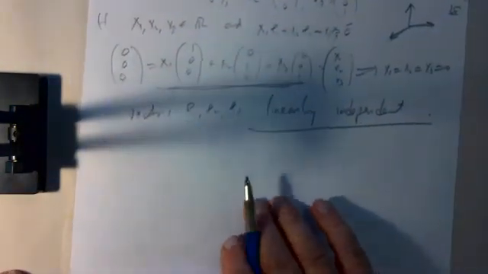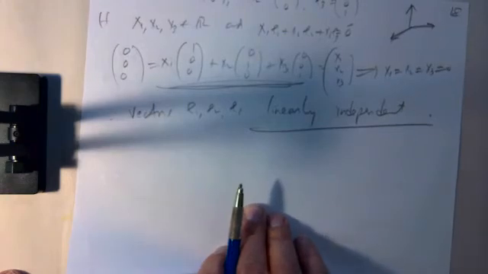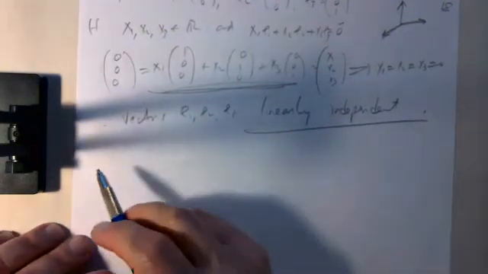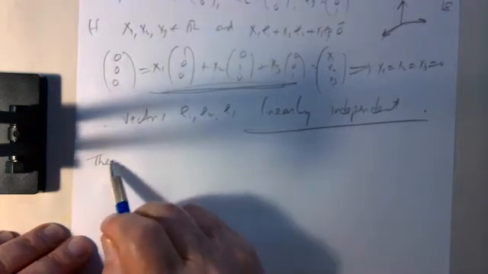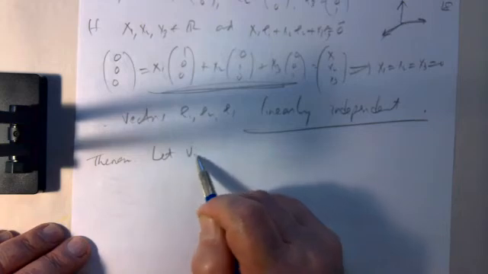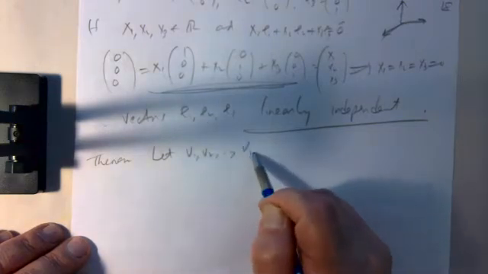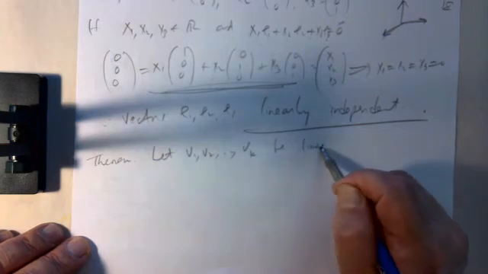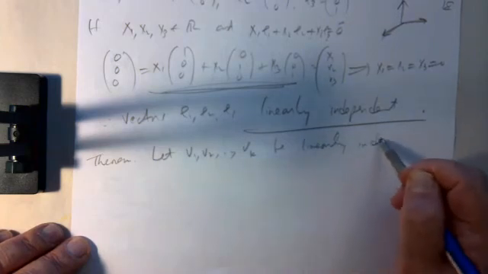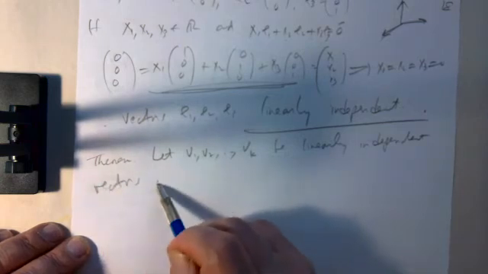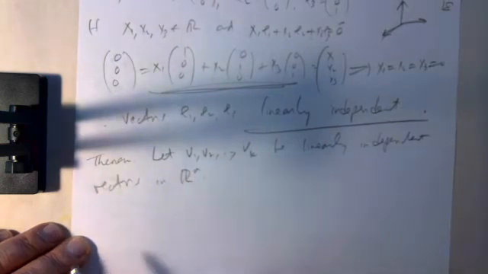Okay. So there's an important fact about linearly independent vectors, which is the following. This is a theorem. Let v1, v2 up to v sub k be a sequence of linearly independent vectors in Rn.